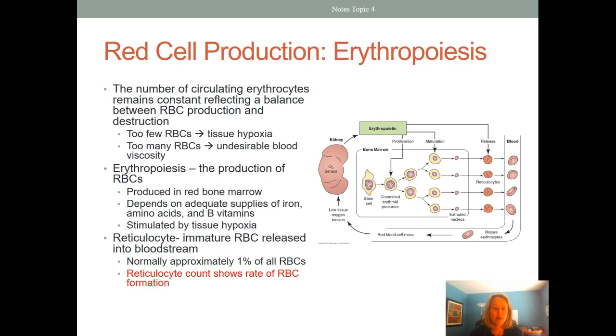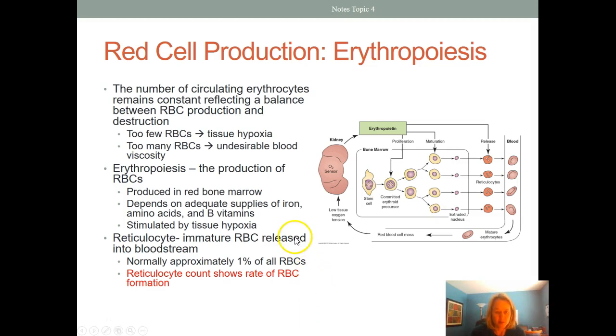Let's talk about red cell production and erythropoiesis. So the number of red blood cells in the blood normally remains constant, and this is reflecting a balance between the production and the destruction. If we have too few red blood cells, this leads to tissue hypoxia. If we have too many red blood cells, this can lead to an undesirable blood viscosity or thickness. Erythropoiesis refers to the production of red blood cells.